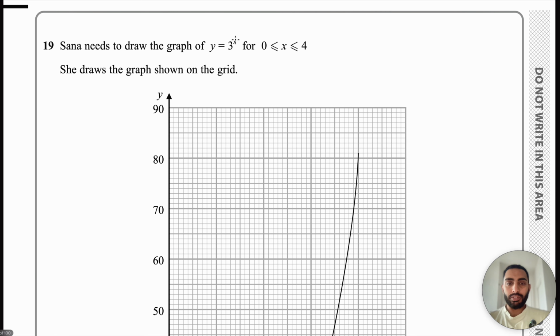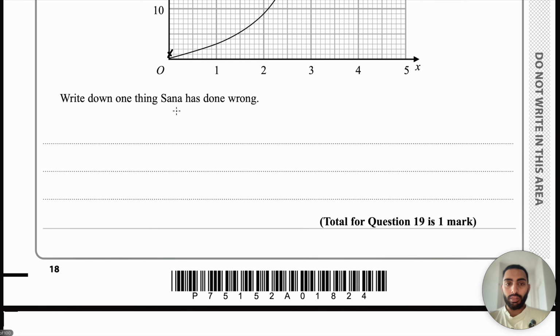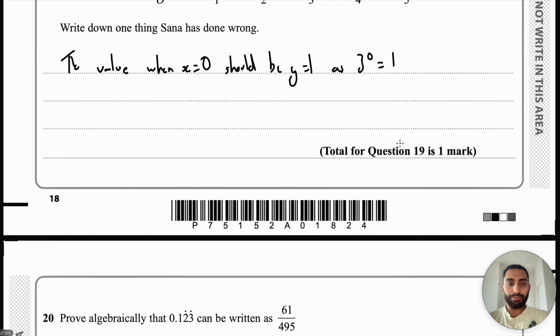But if I substitute 0 into here, and you can do it on a calculator, but you should know this, I have 3 to the power of 0. And one of the facts that you need to know is that anything to the power of 0 is going to be 1. So when I have 0 as x, the y value should be 1. So that value should be at 1. So the one thing Sana has done wrong: the value when x equals 0 should be y equals 1 as 3 to the power of 0 equals 1.